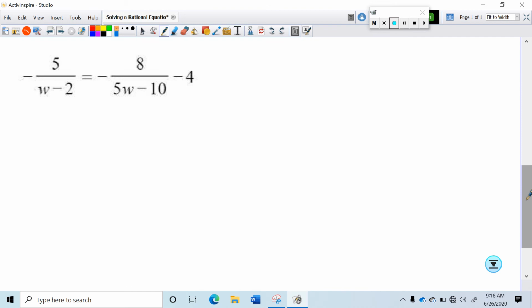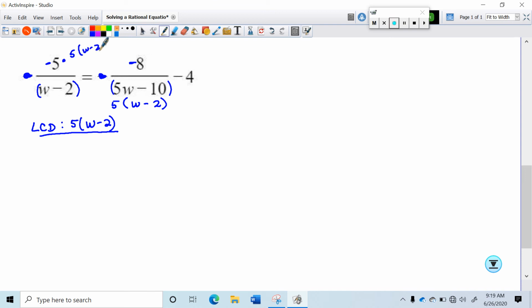Okay, first things first, this negative, so that you don't not see it later on, I'm going to put it up with a negative 5. Now my LCD, I have a W minus 2, and this negative, I'm going to put it with the 8. Now 5W minus 10, I can factor a 5 out, so that's W minus 10 divided by 5 is 2. So this 5 goes out here. Okay, so this is my LCD. So put that with everything.